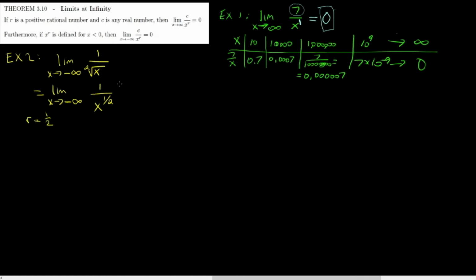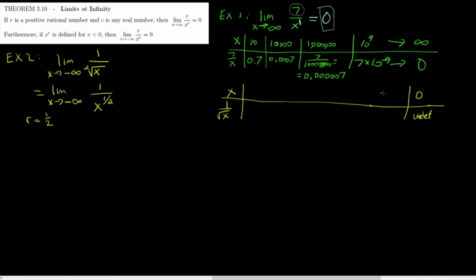Okay, so we could make a table here as well. We'll do it over here. So here's x, and here's 1 over the square root of x. And remember, here we're going to negative infinity, so this is backwards. 0 is way over here. So what happens when we plug in 0? Well, we get 1 over 0, which is undefined. So that doesn't help.